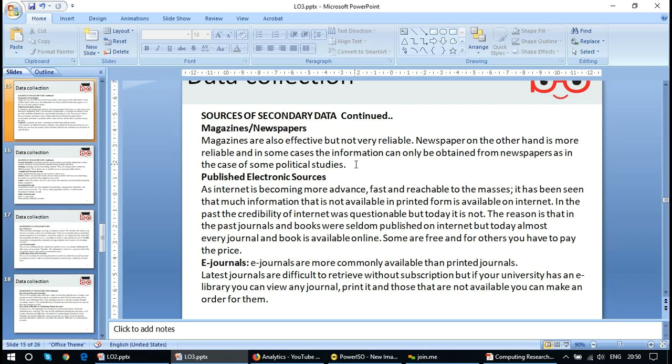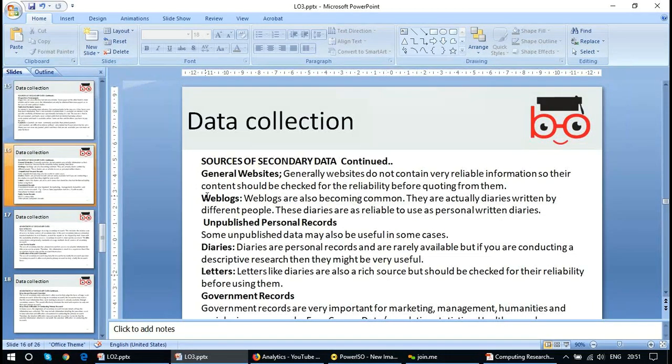Published electronic sources is the internet, for example, then e-journals, journals in the form of PDFs, readable online, which may not need to be on paper. Obviously, nowadays everything is electronic. General websites are also sources of secondary data. Then web blogs: people write blogs and they write their diaries. Somehow they are reliable, these diaries.